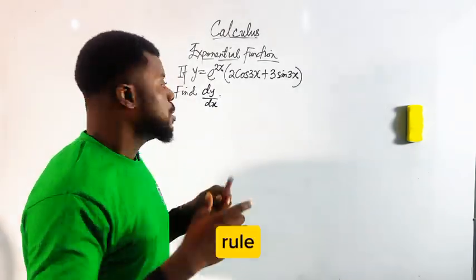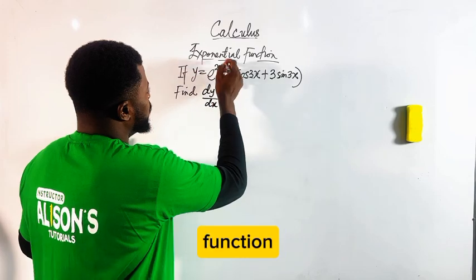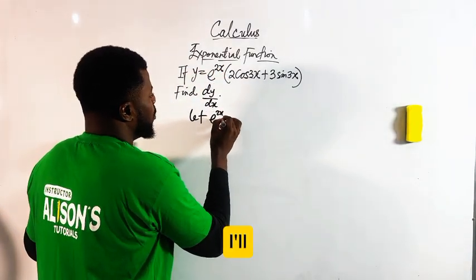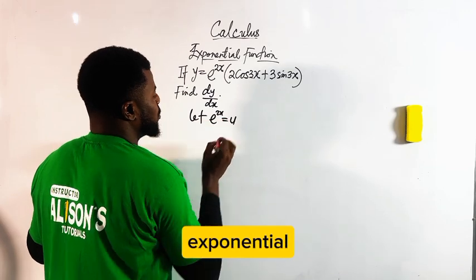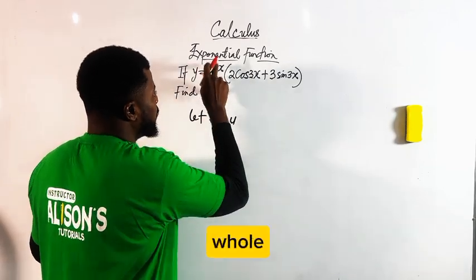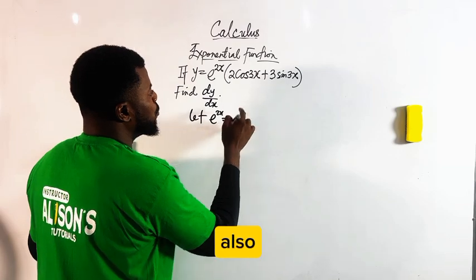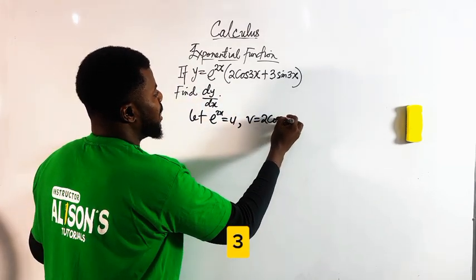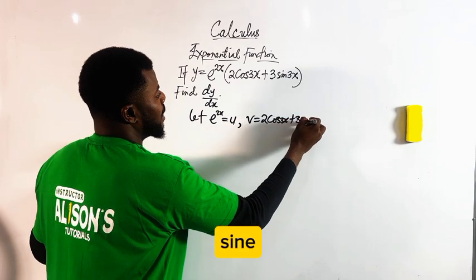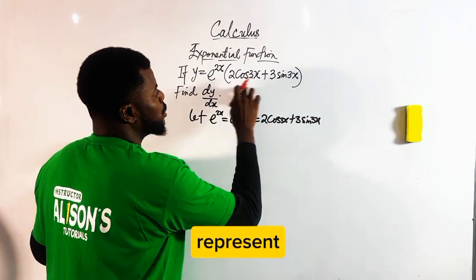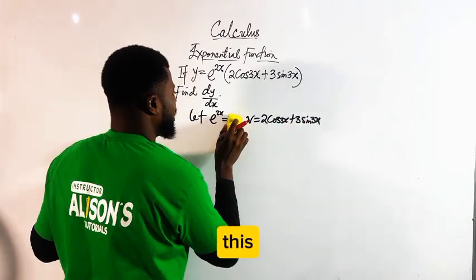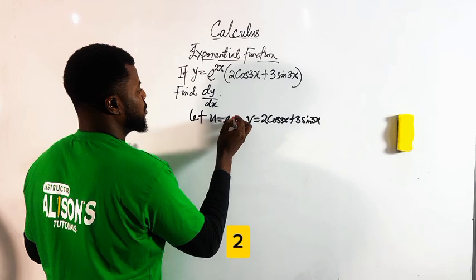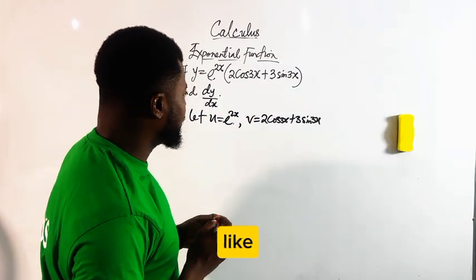So what is the product rule? The product rule says I can let u be equal to exponential 2x. That means I replace the whole of this by u, and for this one, I can say v equals 2 cos 3x plus 3 sine 3x. So v represents the whole of this, and u is exponential 2x. It makes a lot of sense like this.